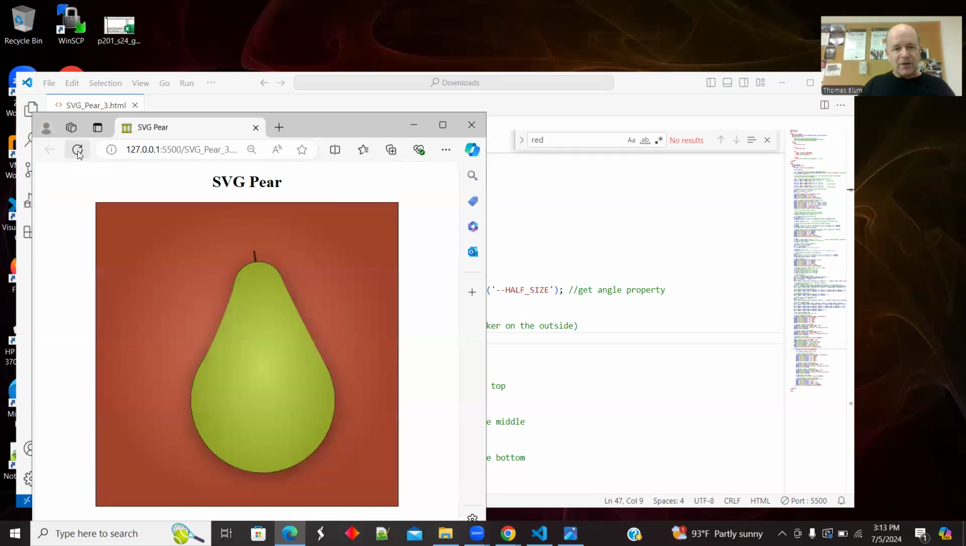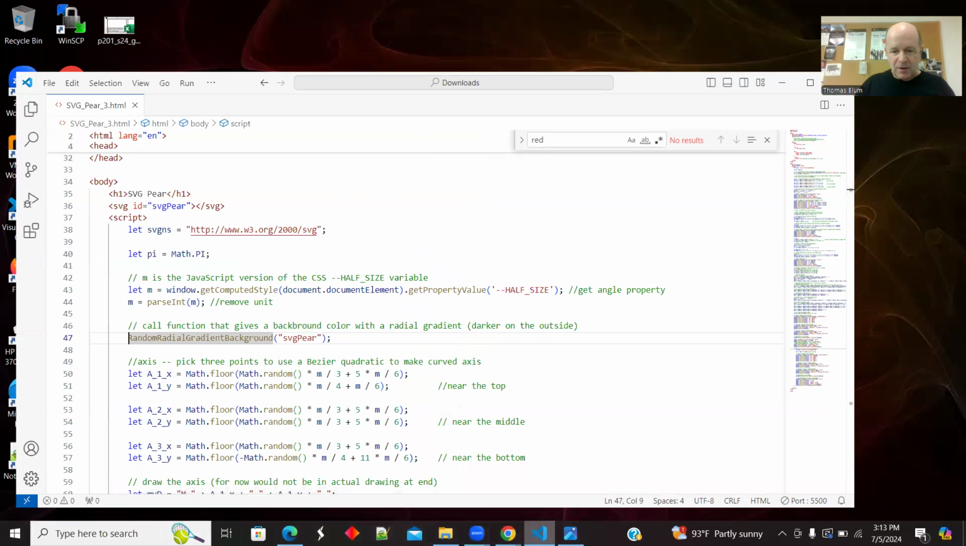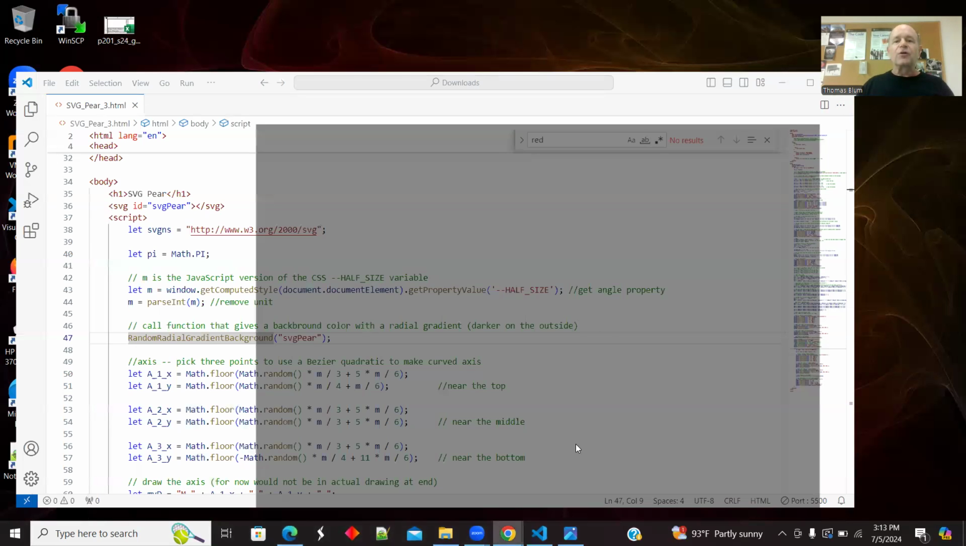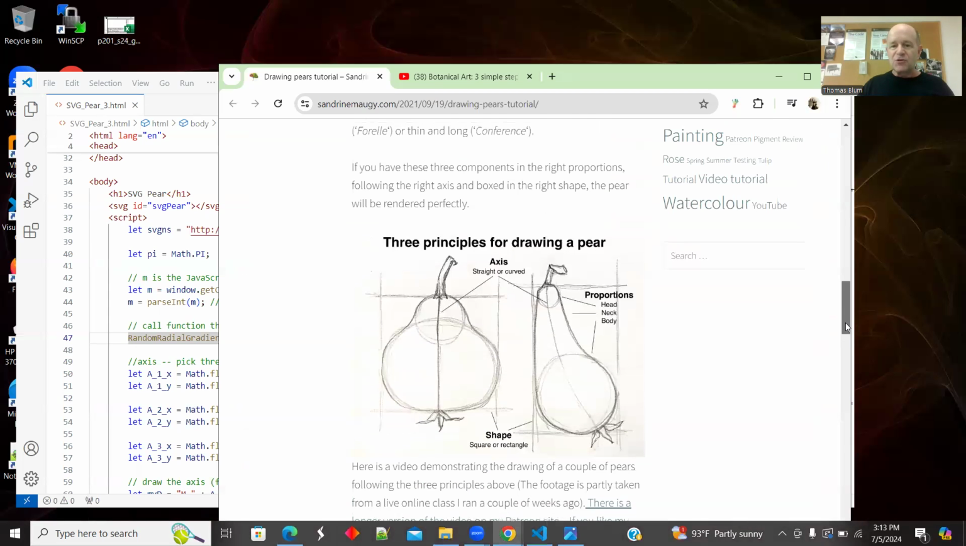And so this is my pear drawing program based on the tutorial about drawing the axis, the head, and the body, and then connecting them with this neck. So that's what I want to show you on this one.